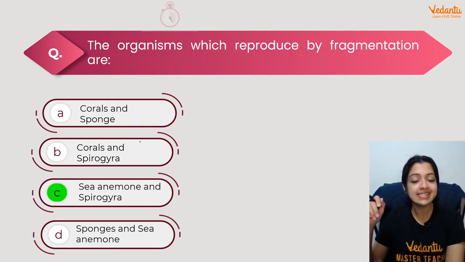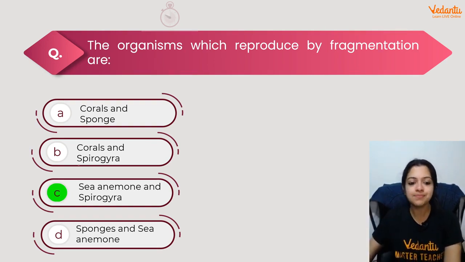The answer is sea anemone and spirogyra. Spirogyra is something I've already told you about. So between B and C, you could have been confused. Corals and sea anemone, both of them belong to phylum Cnidaria. But sea anemone is the one which can reproduce by fragmentation and not the corals.